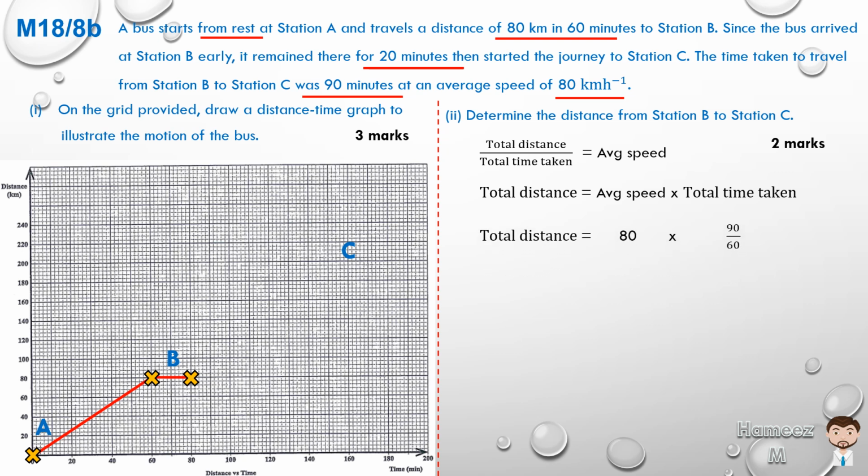90 over 60, which is an hour and a half. So 0 cancels 0, and that works out to be 120 kilometers. So the total distance moved from station B to station C is 120 kilometers.